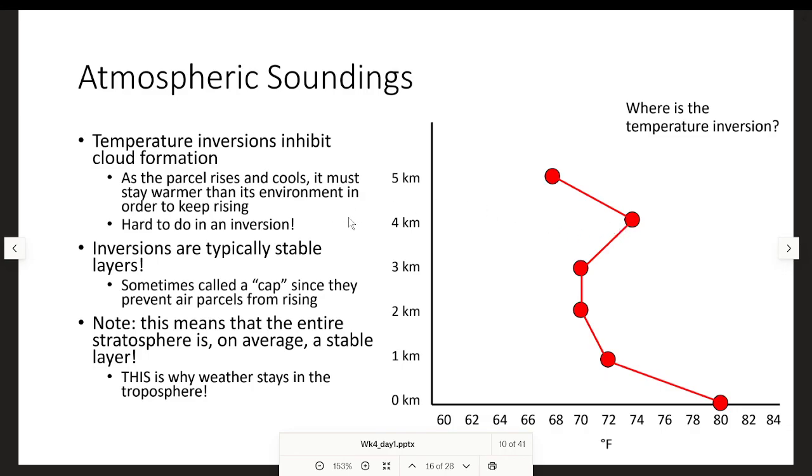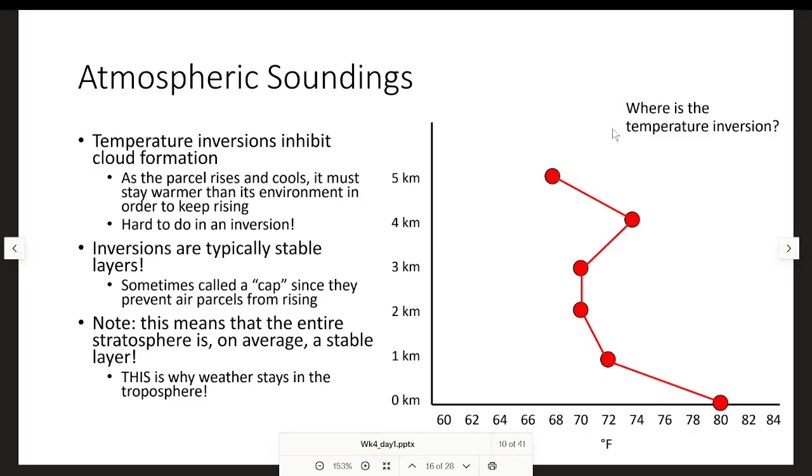So inversions are typically stable layers. They're called a cap. A capped sounding just has an inversion in it, just a layer of warmer air. This means that the entire stratosphere is on average a stable layer, and that's why the weather stays in the troposphere.